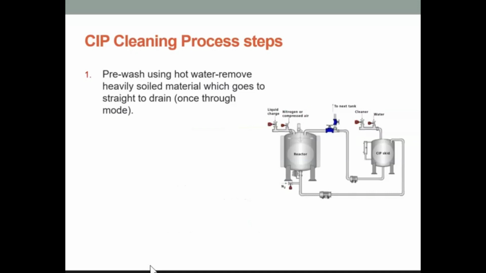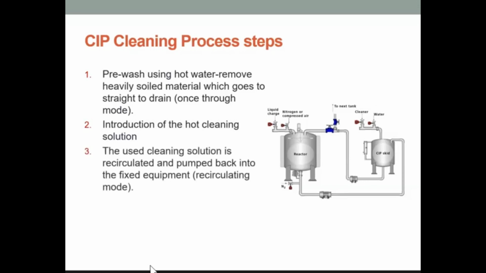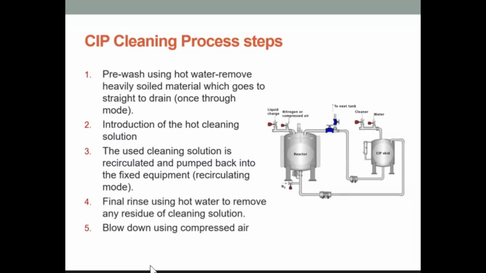Clean in place cleaning process steps. So number 1, the pre-wash using hot water, that removes your heavily soiled material and that goes straight through the drain. So that's your once through model. Then you introduce your hot cleaning solution. The used cleaning solution is recirculated and pumped back into the fixed equipment, so that's your recirculating mode. The final rinse then using hot water to remove any residue of cleaning solution. Then it's blown down using compressed air to aid the drying process and dried using hot air.